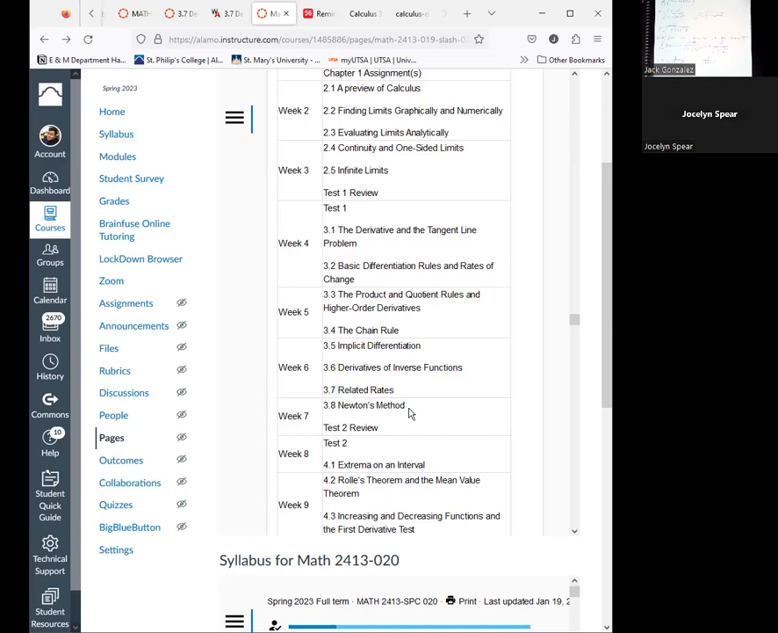Sounds good. It's funny, on my modules it shows this is week 7. Is it? I don't know. Something might be off, but next week we'll do related rates, Newton's method, and then maybe we'll do some exam 2 review.